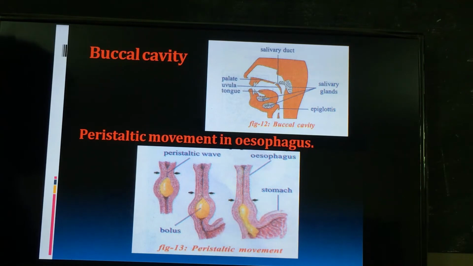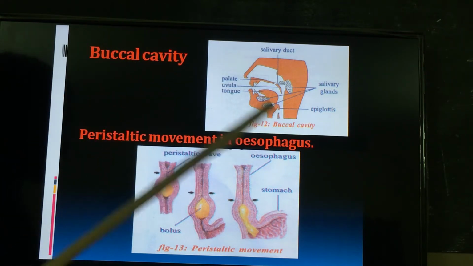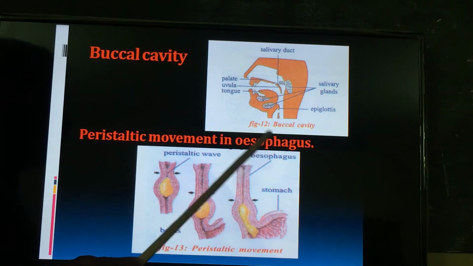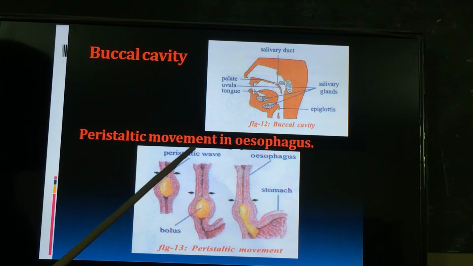Already we learned about the buccal cavity. The soft chewed food in the buccal cavity is known as bolus. After swallowing, see here, this is called bolus, and it enters the esophagus. For easy movement of the bolus, the esophagus secretes a sticky substance called mucus. This mucus is helpful for easy movement of the bolus in the esophagus.